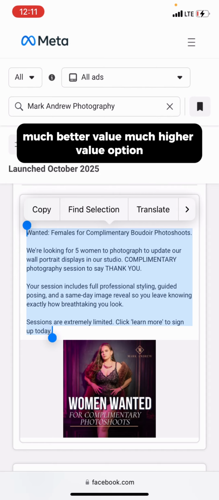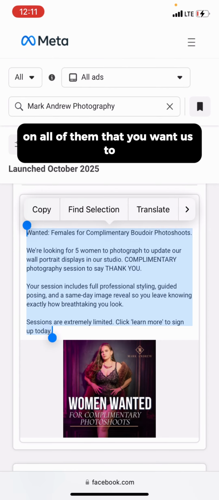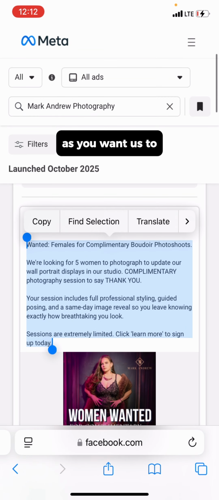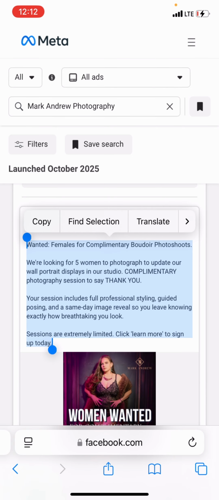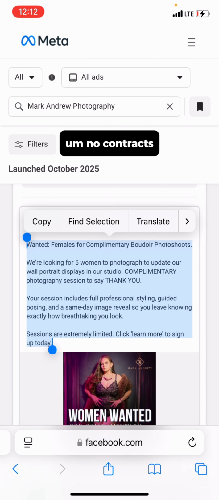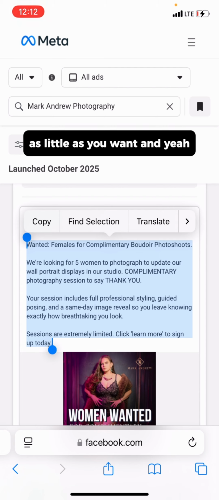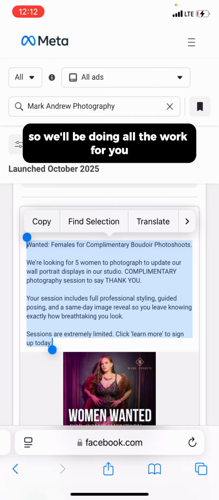much higher value option where we'll fix all the mistakes on your Boudoir Facebook ads, on all of them that you want us to, and we'll create as many new Boudoir Facebook ads as you want us to. All for $100 a month, flat fee, cancel anytime, month to month, no contracts, and you can collab with us as much or as little as you want. And yeah, both option 1 and option 2 are done for you, so we'll be doing all the work for you.